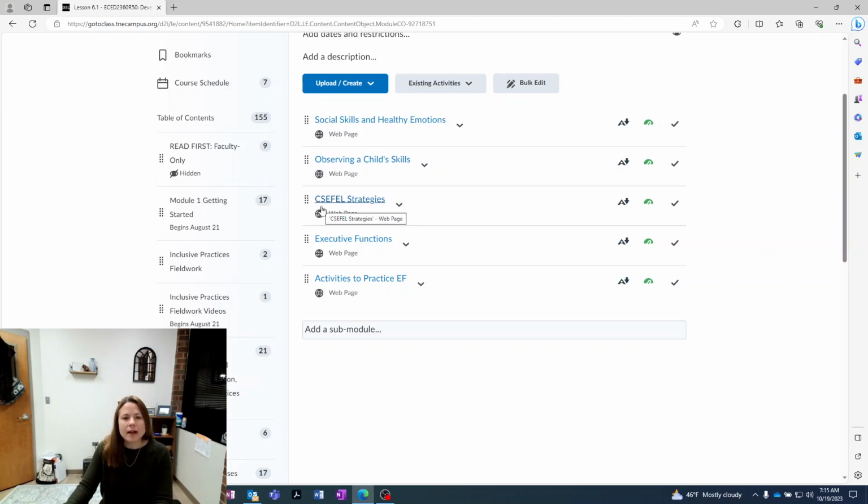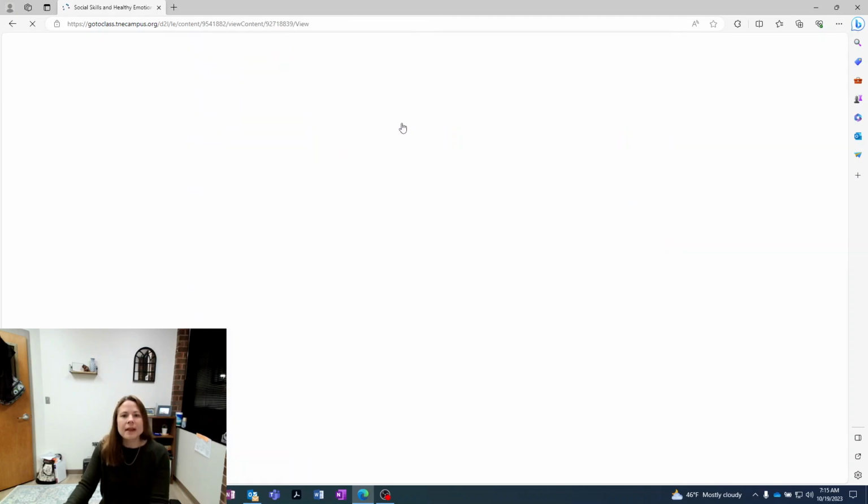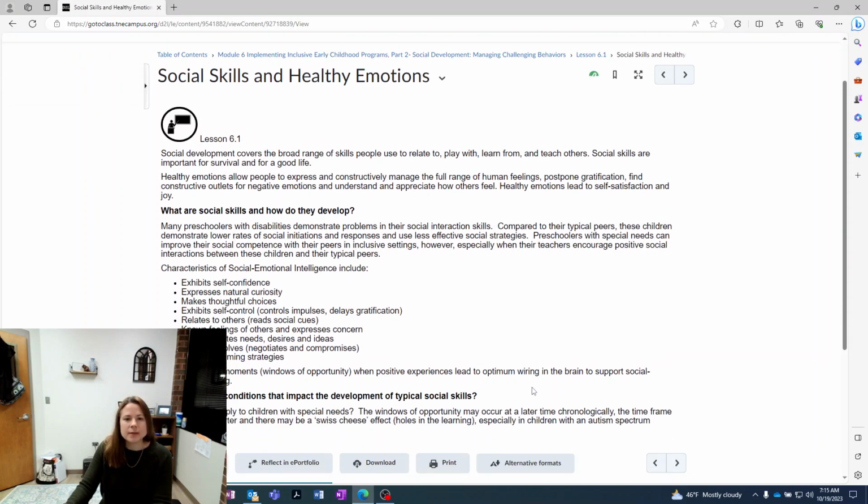Then we talk about CSEFEL strategies, what that means and what it is, and how does this relate to social skills and executive functions. Again, we have executive functions here. It talks about what they are and how it is related and why it's important in supporting a child in early childhood education. And then activities to practice EF. So let's go quickly through each of those to point out what's important.